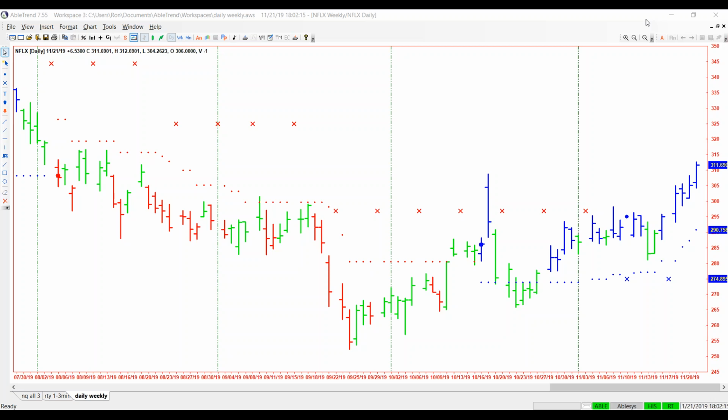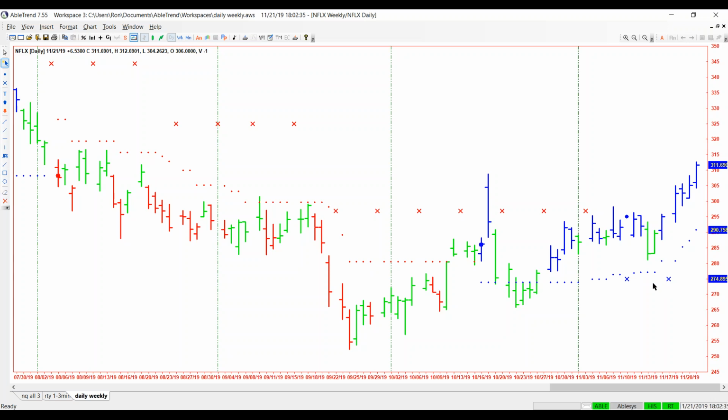We have the combination of the daily and the weekly together. The X's are the weekly, which come in once a week. That's the weekly resistance, the red X. Of course, anything red means it's going to go lower. And then we have the blue X's, meaning weekly support, and blue means it's going to go higher.